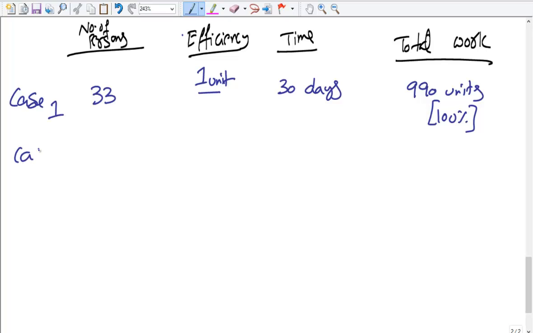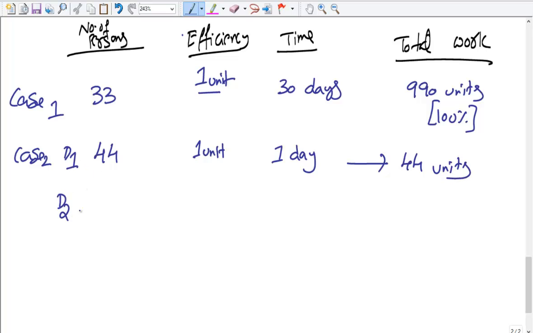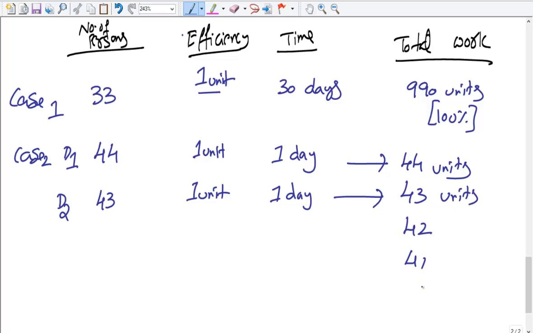Now as per case 2, on day 1, 44 people work. That's 1 day. Each person's capacity is 1 unit, so together they finish 44 units on day 1. On day 2, one person less, that is 43, and each person's capacity is 1 unit, and they work together for one day. That is 43 units. Like this, next day it's going to be 42, 41, and so on.